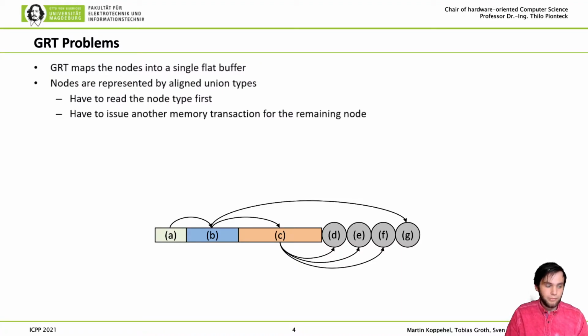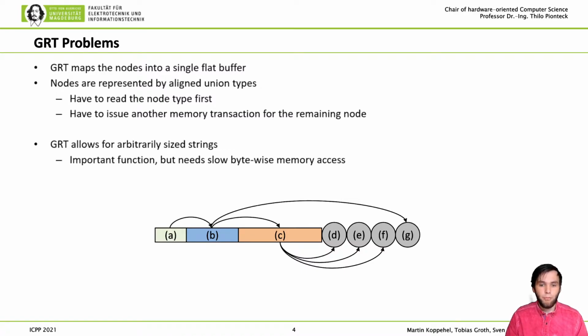That inherently imposes 2 problems. The nodes themselves are represented by aligned union types. That means we have to read the node type first, and then we have to issue another memory transaction for the remaining node. This will become clearer in 2 slides. Another problem is that GRT allows for arbitrarily sized strings, which means that we need to run a slow byte-wise memory access to compare the keys up to a previously unknown length.